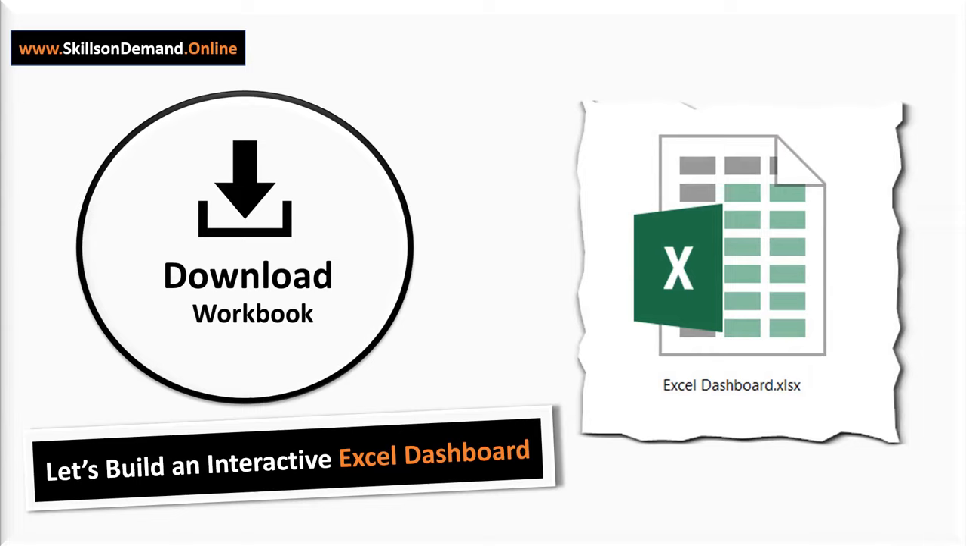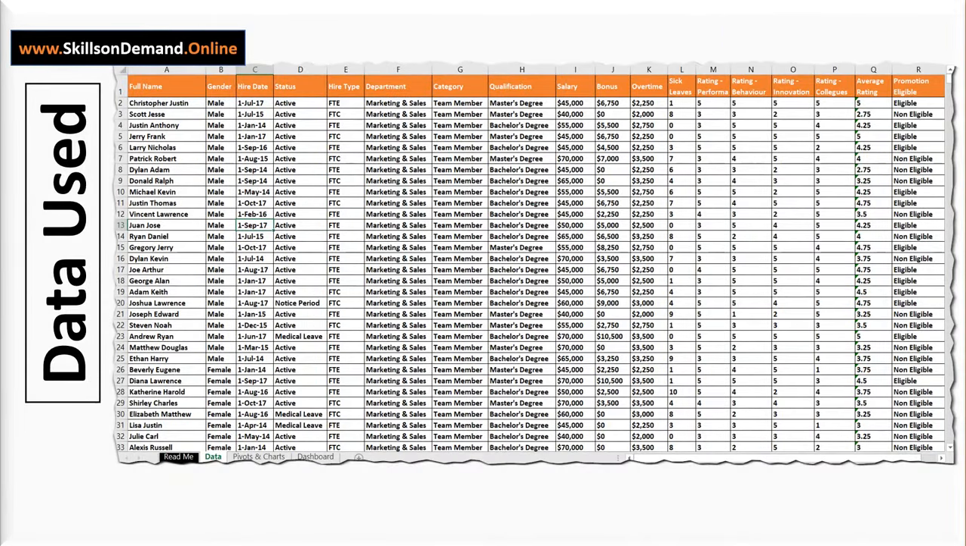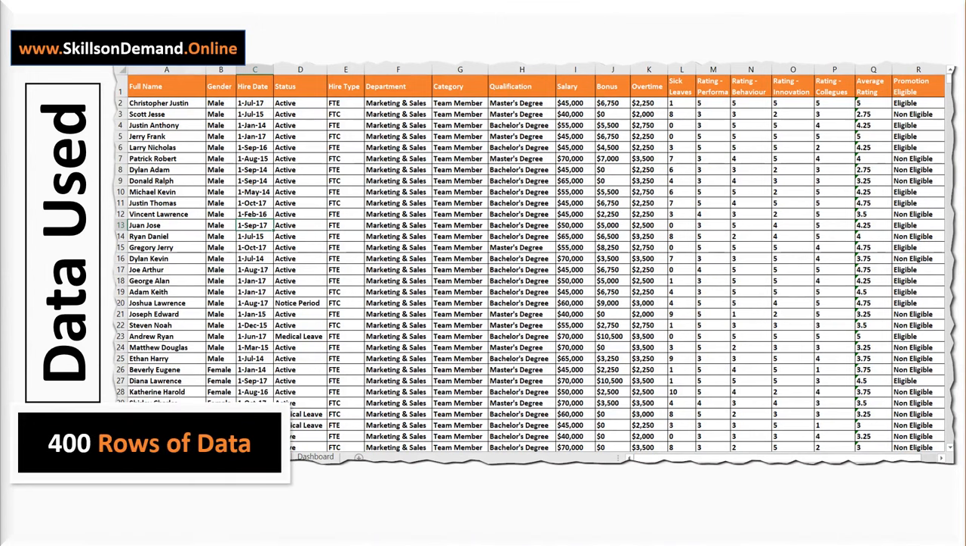Before we start, let's download the workbook file attached under this section. This is the data we will be using for this dashboard. There are over 400 rows of employee data. Our data is in tabular format with date range from December 2017 to January 2014. The data is classified by full name, gender, hire date, status, hire type, department, category, qualification, salary, bonus, overtime, sick leave, rating, metrics like performance, behavior, innovation, colleague feedback, average rating, and promotion eligible employee details by department.